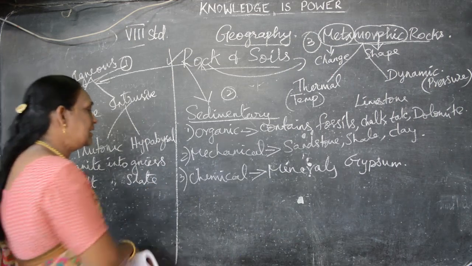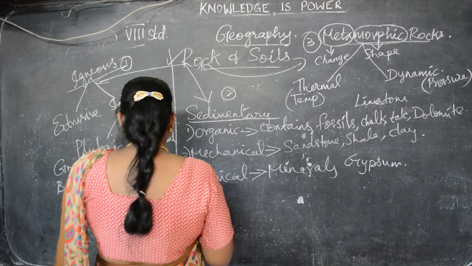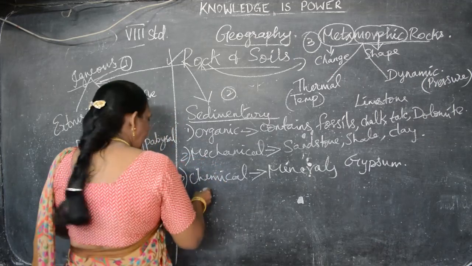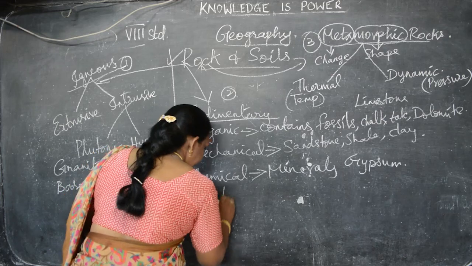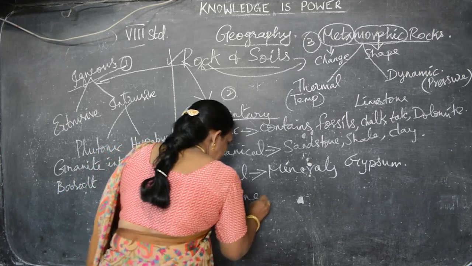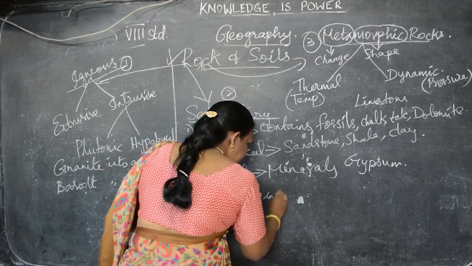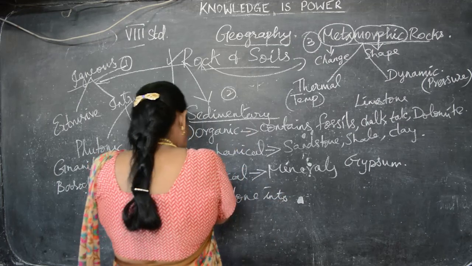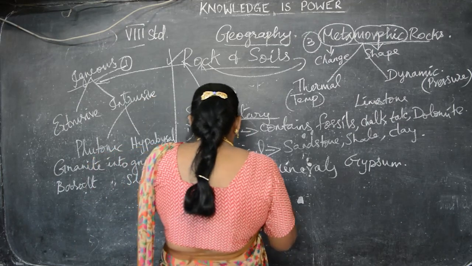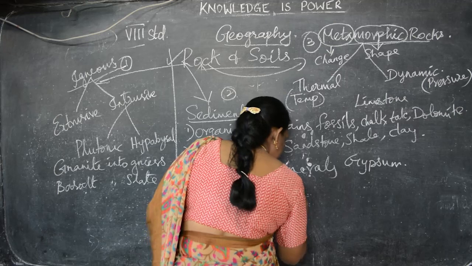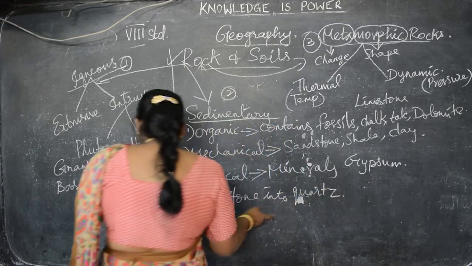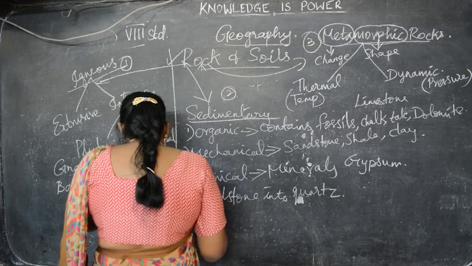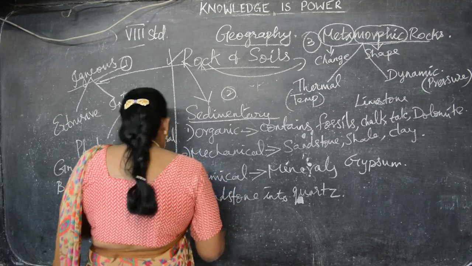Okay, let's see what sedimentary rock changes into. In sedimentary rock, I told you the example sandstone. This sandstone changes into quartz, and shale changes into slate.